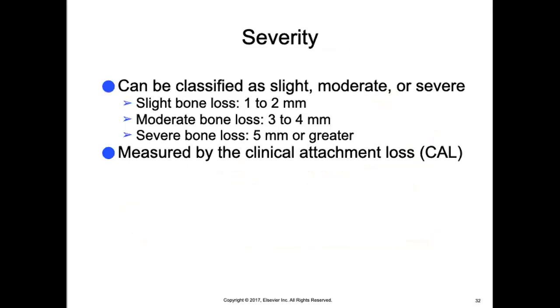Severity can be classified as either slight, moderate, or severe. Slight bone loss is about 1 to 2 millimeters of bone loss. Moderate bone loss can be thought of as 3 to 4 millimeters of bone loss. And anything greater than 5 millimeters is considered severe bone loss. This is measured by the clinical attachment loss, otherwise known as CAL. This is the measurement of distance in millimeters from the CEJ to the base of the sulcus, or the periodontal pocket.